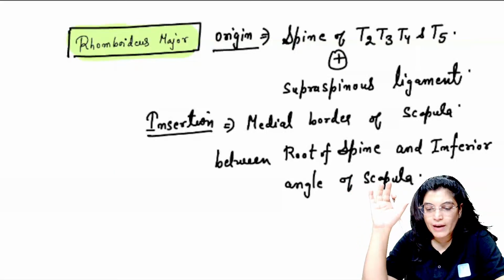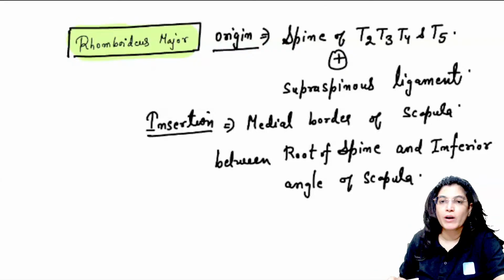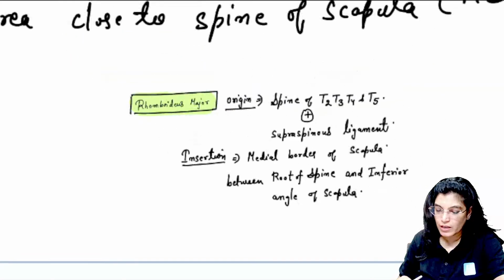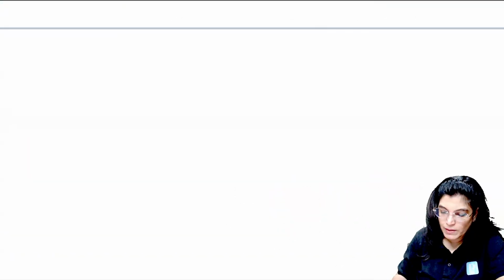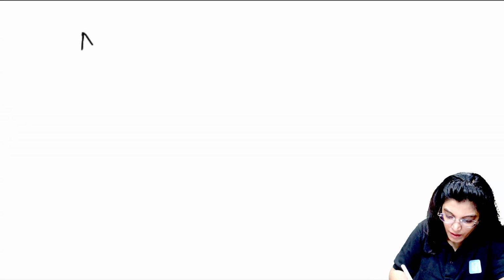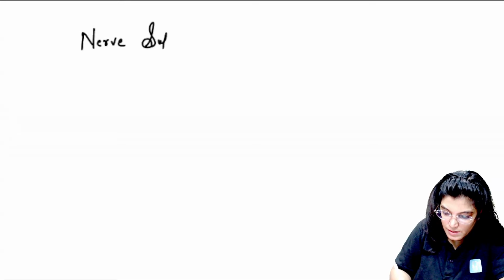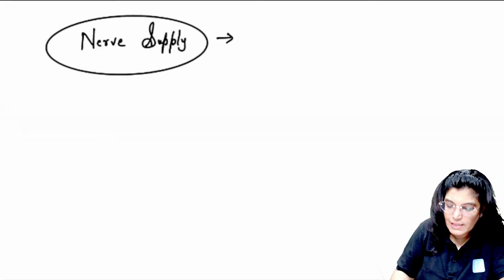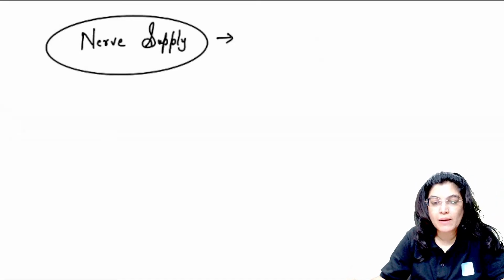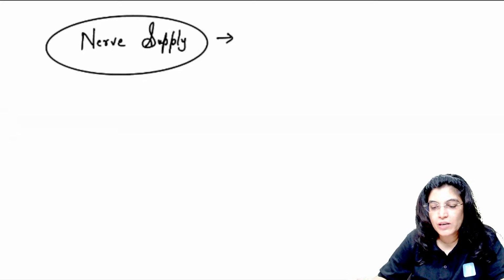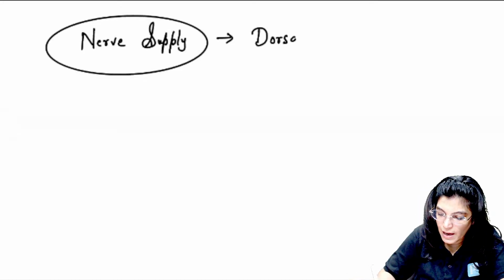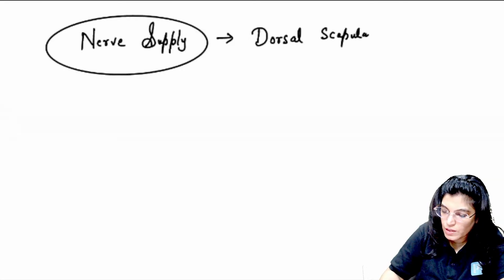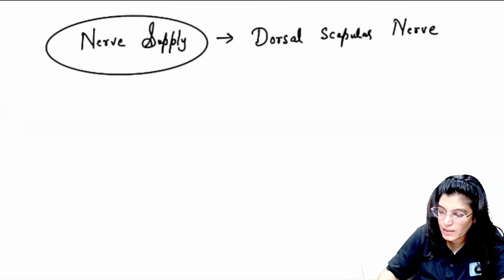Now, together we have to know the nerve supply and the action of rhomboideus major and minor. So we are finished with rhomboideus major and also done with rhomboideus minor. Now please write down about nerve supply. The nerve supply of all these muscles is similar. We have already seen in levator scapulae that it is supplied by the dorsal scapular nerve. So rhomboideus major and minor are also supplied by the dorsal scapular nerve. And what is the root value of the dorsal scapular nerve? Obviously, the root value is C5.